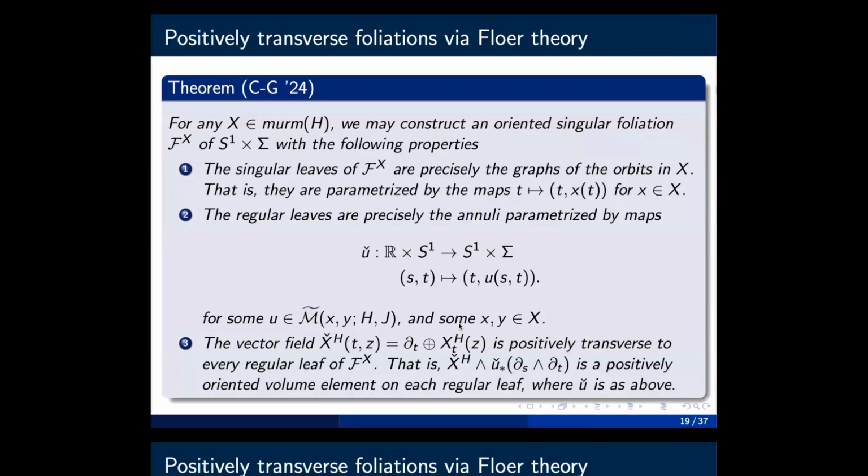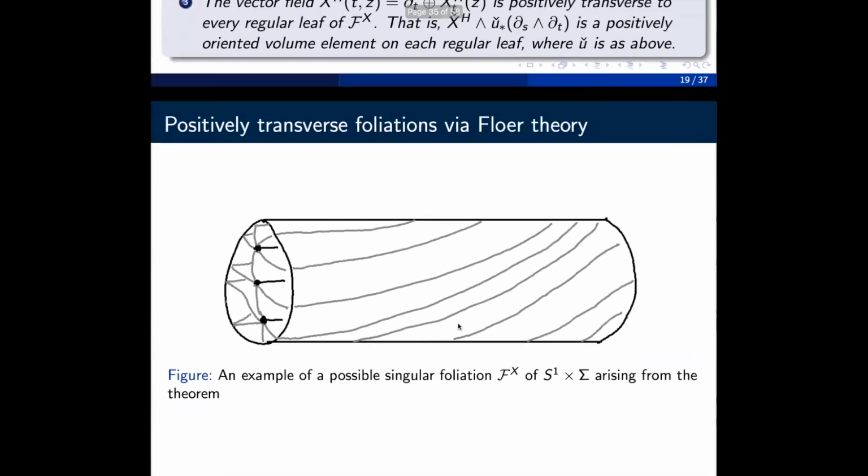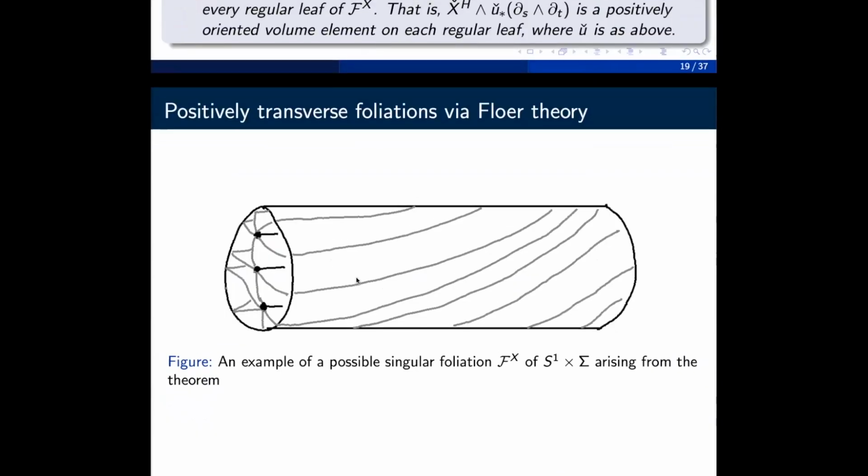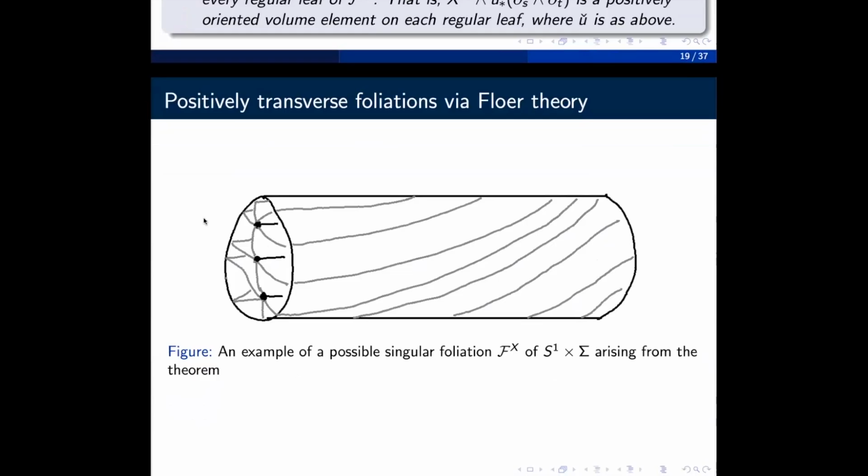Yeah. Okay. And okay, 1 and 2 are like the main meat. 3 is a consequence of the fact that these annuli are coming from Floer cylinders, which says that the suspended vector field of your isotopy is positively transverse to these regular leaves. Okay, so here's sort of a rough picture of what these foliations look like in the mapping torus. If you're maybe on the disk, or maybe you collapse that boundary down, you have the sphere, for instance.